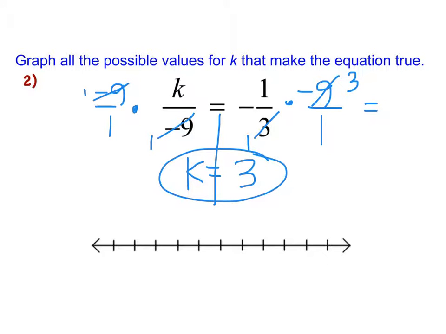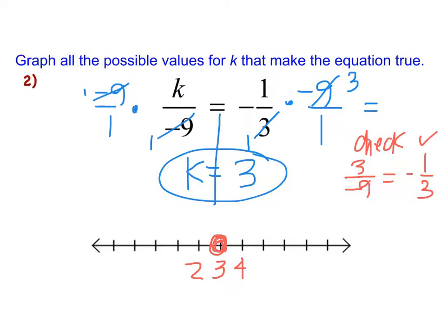Now let's plug this into our equation to do our check. So 3 divided by negative 9 should be equal to negative 1 divided by 3. And yep, those two are equivalent. So k equals 3 is our final answer. To graph this, we're going to put 3 in the center. We're going to put 4 and 2 next to it. And then we're going to put a dot on 3.